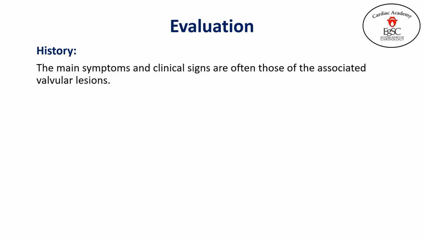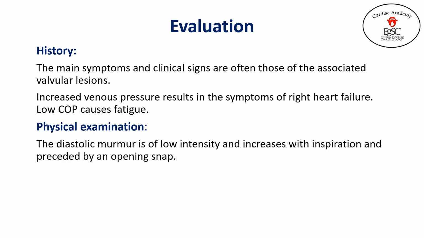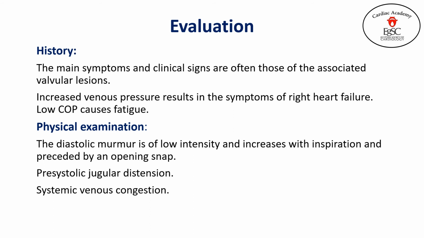Evaluation of tricuspid stenosis from the history. The main symptom and clinical signs are often those of associated valvular lesion. Increased venous pressure results in symptoms of right-sided heart failure, and there may be low cardiac output that causes fatigue. On physical examination, usually there is a diastolic murmur of low intensity, increases with inspiration, and preceded by an opening snap, together with pre-systolic jugular distension and signs of systemic venous congestion.